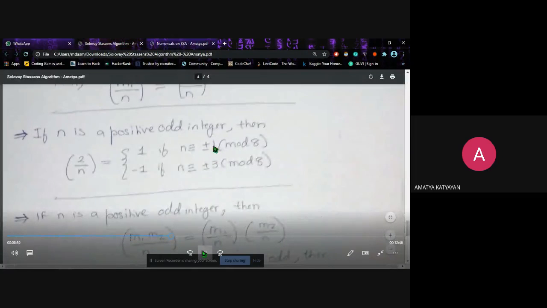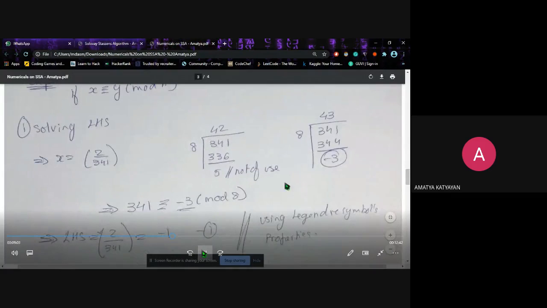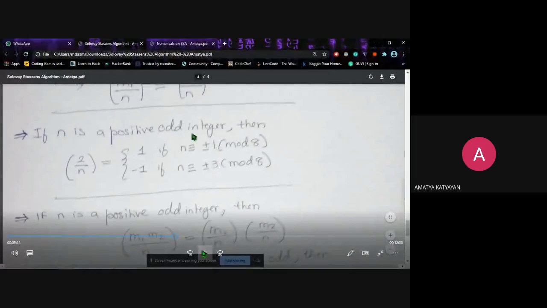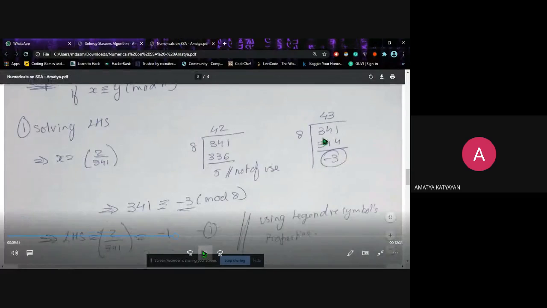5 is again of no use, since we need plus minus 1 or plus minus 3. So we ignore this. Just take one number ahead of this. You are getting a positive number over here. Maybe you may not get a plus 1 or plus 3; you may get a minus 1 or minus 3. To check that, you take one number ahead. Instead of 42, you take 43, the next number.